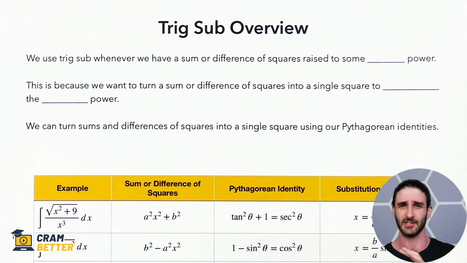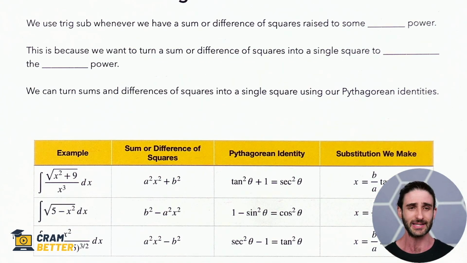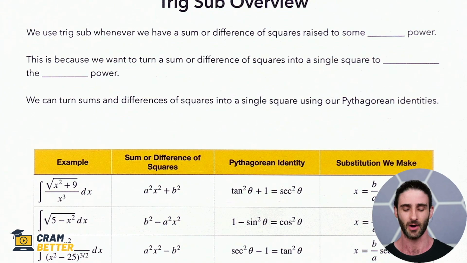So I want to preface this before we go any further here. If you're still feeling a little bit rusty on trig integrals, definitely review that stuff. Make sure that you're solid on it because we need it in order to do trig substitution. So we're going to look at just a quick overview here. And the basic idea behind trig substitution is the following, okay?